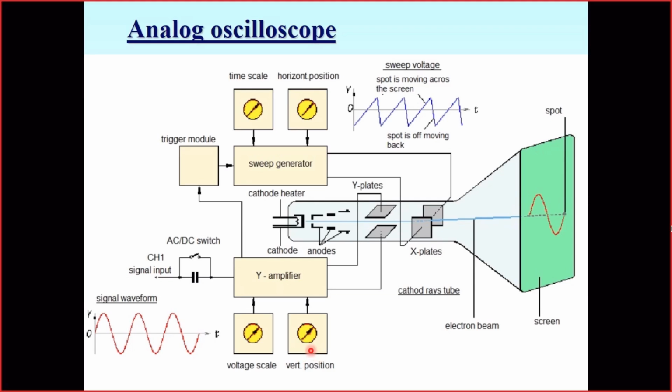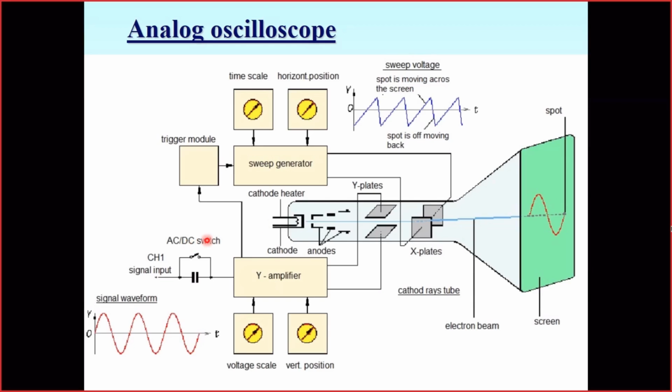And vertical position the same. It's add a DC component to the resulting voltage that is applied to the Y plate, and the adding of the DC component just moves this starting point of the beam up or down. So all the process will happen with respect to the starting point.